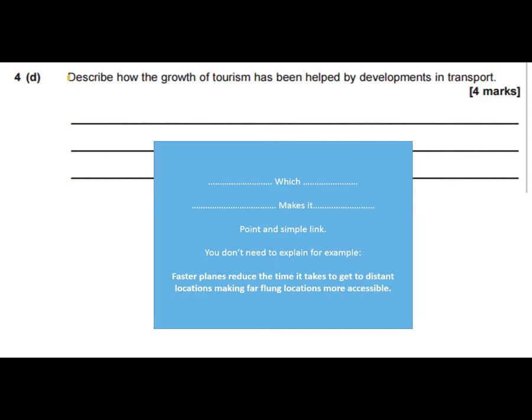4D. So the command word here is describe. The word to pay attention to here is how. So you need to look at developments in transport and how they've linked to the growth in tourism. So I've given you 2 sample ways of setting up your answer. So you could say, this is a development in transport which has led to this specific thing, which is a growth in tourism. You can do the same thing with something makes it something else. A simple point with a simple link.